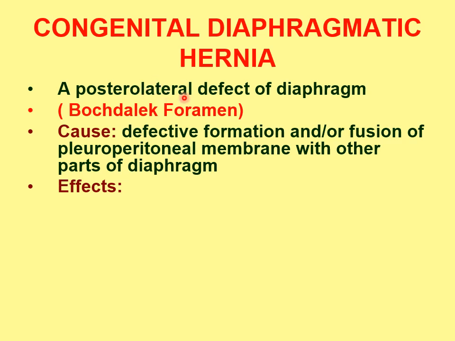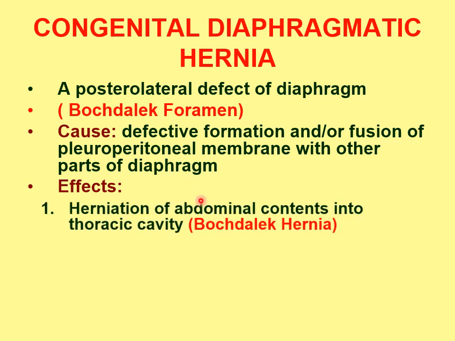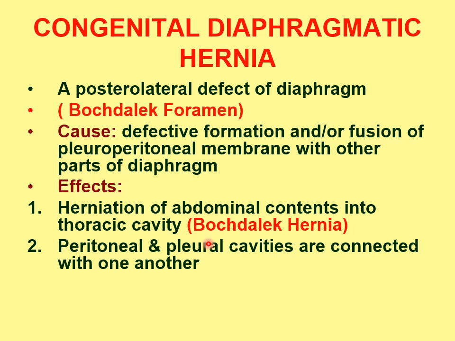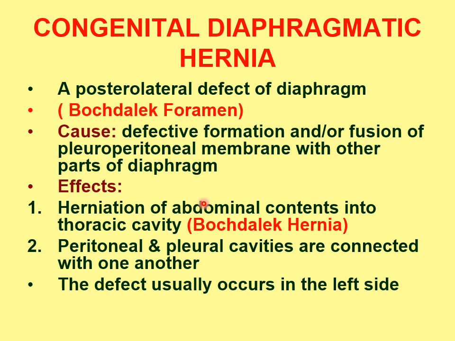So that leads to the herniation of the abdominal contents into the thoracic cavity. Why is this happening? Because of this gap, the peritoneal and pleural cavities are connected with each other, resulting in the herniation of the abdominal viscera into the thoracic cavity. These viscera can be the stomach, the spleen, the liver, and other structures. They can move into the thoracic cavity, and it mostly occurs on the left side.